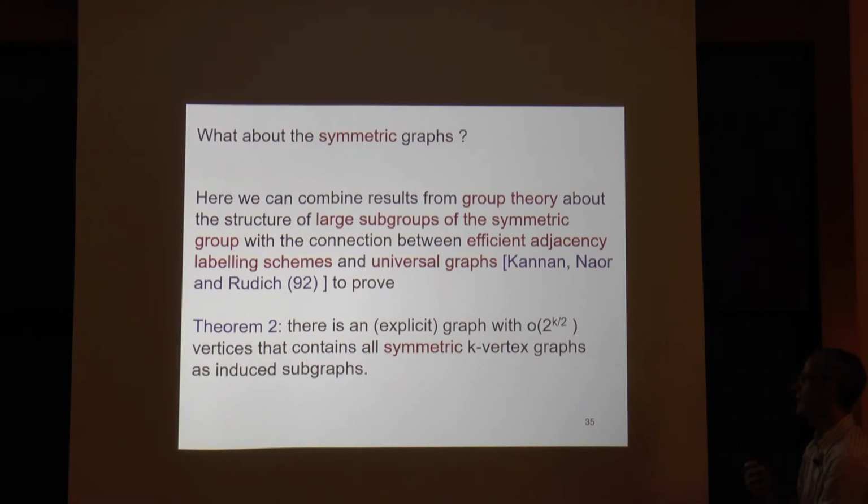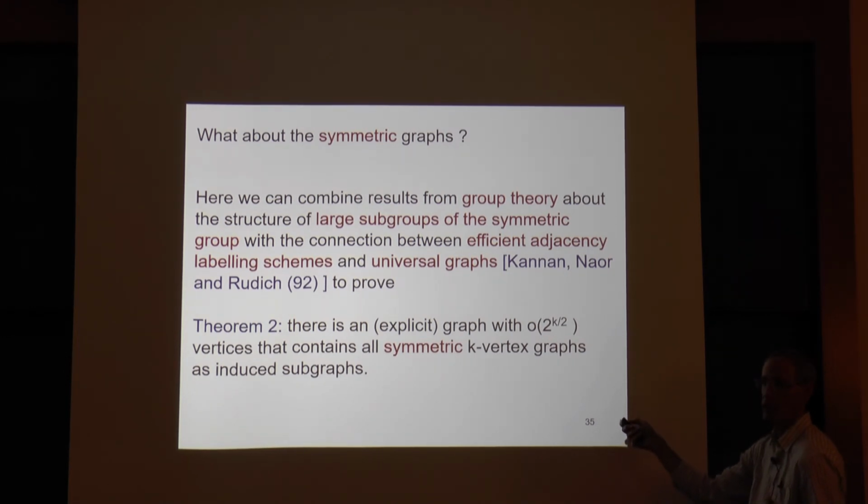But anyway, this basically can be done, and there is this very explicit graph with a little o, so here it will be negligible. It will be maybe 2 to the k over 2 over k squared or over k cubed vertices that will contain all the symmetric k-vertex graphs as induced subgraphs, and this one we can describe explicitly.